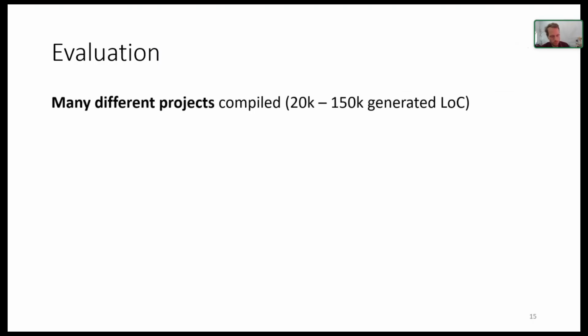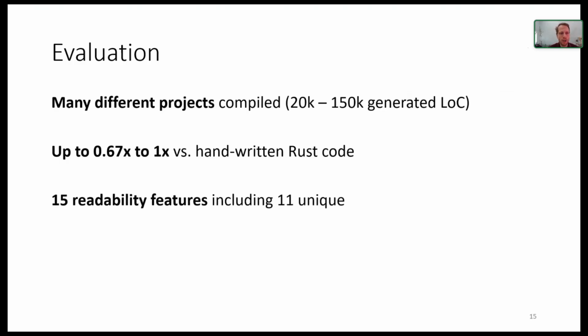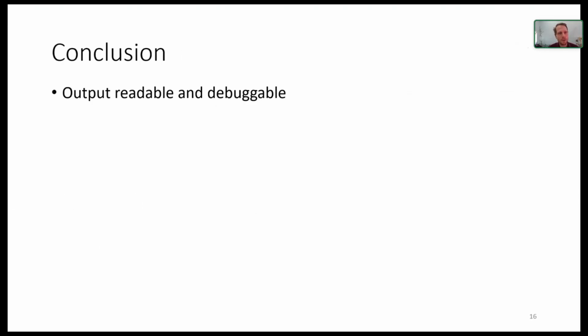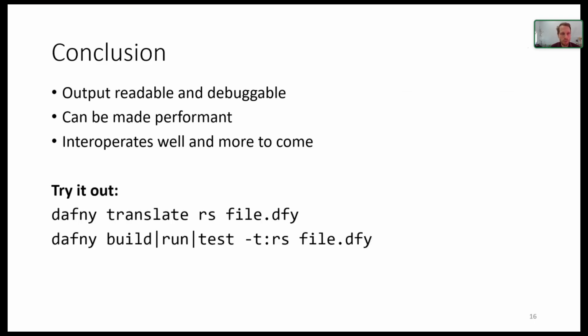As an evaluation, we converted many different projects to Rust, and we had up to 100% the speed of handwritten Rust code. 15 readability features, which include 11 unique to the Dafny 2.5 compiler, and the encryption SDK has 28 external files. As a conclusion, the output is readable and debuggable. It can be made performant. It interoperates well, and there is more to come.